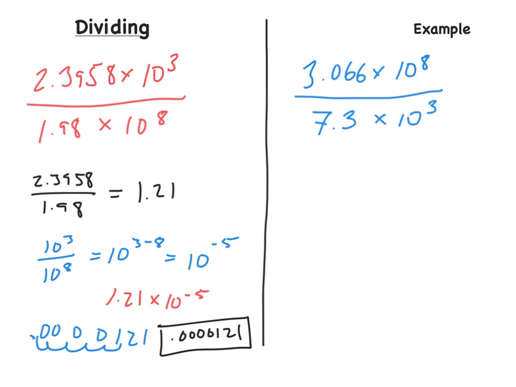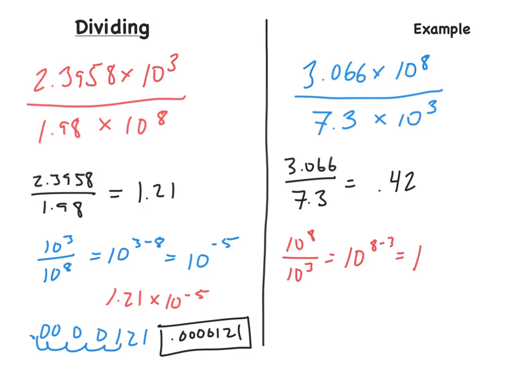Alright, so I'm going to break out the whole numbers. Which is 42 hundredths. Now I'm going to break out the tens. So it's 10 to the 8th divided by 10 to the 3rd, which is basically 10 raised to the 8 minus 3, which is 10 to the 5th. Now we have 0.42 times 10 to the 5th.